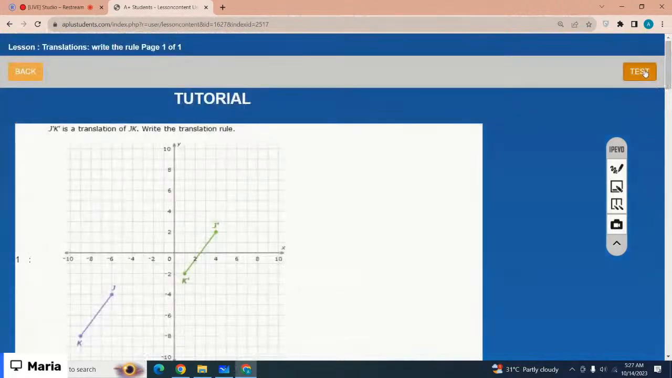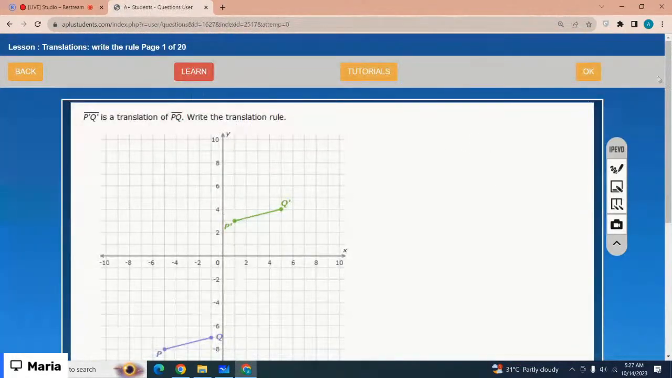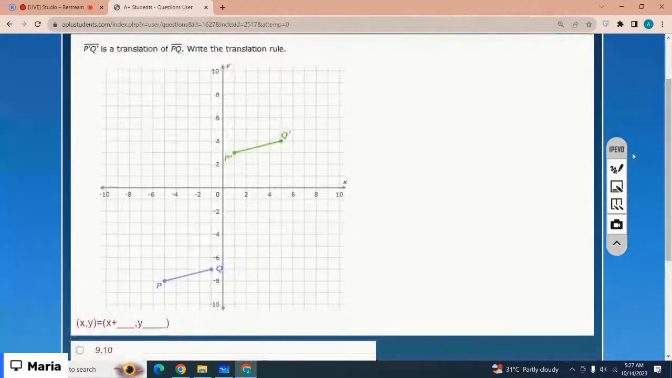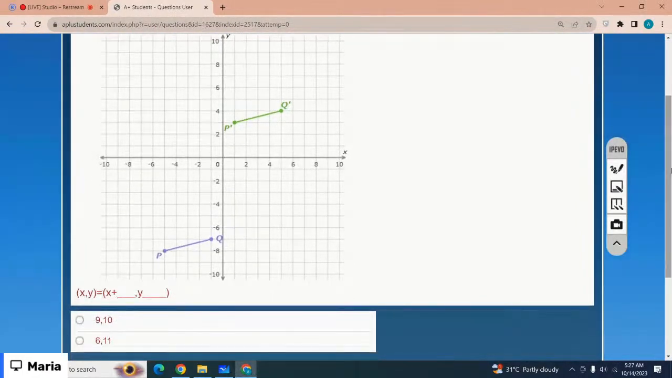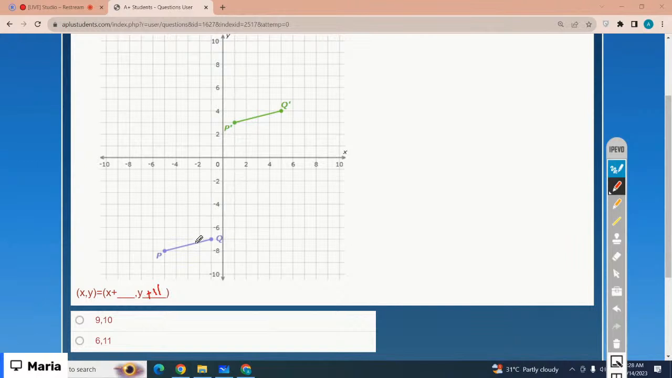Let's just start with the test question, right? Okay. P dash Q dash is a translation of PQ. Write the translation rule. Let's see how much P is moved up, right? From here to here. That means you moved up. How many up? 1, negative 8, 9, 10, 11. That means you moved up 11. Up is y. That means y plus 11.